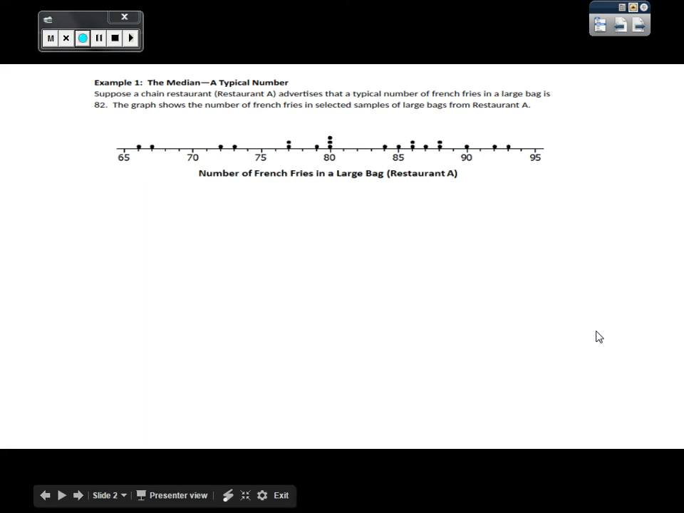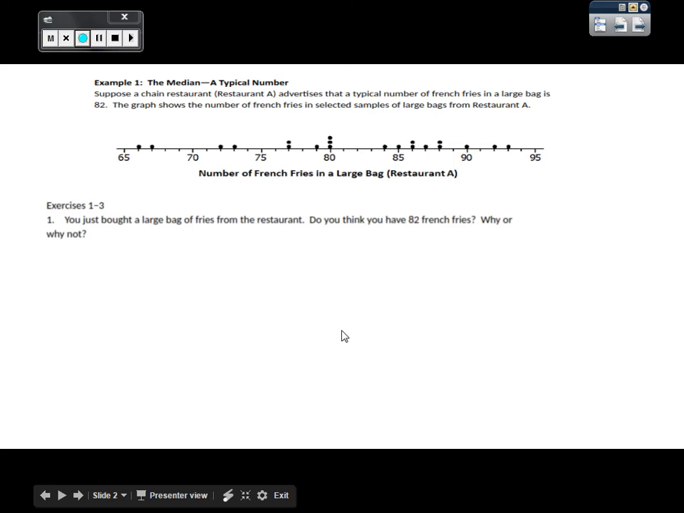Example 1, the median, a typical number. Suppose a chain restaurant, Restaurant A, advertises that a typical number of French fries in a large bag is 82. The graph shows the number of French fries in selected samples of large bags from Restaurant A.